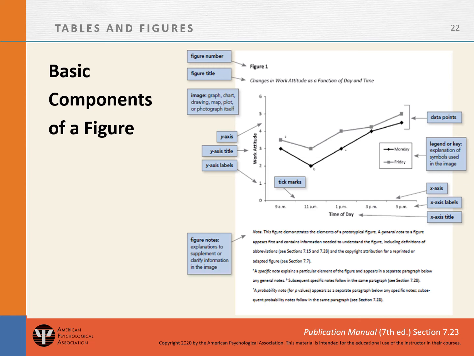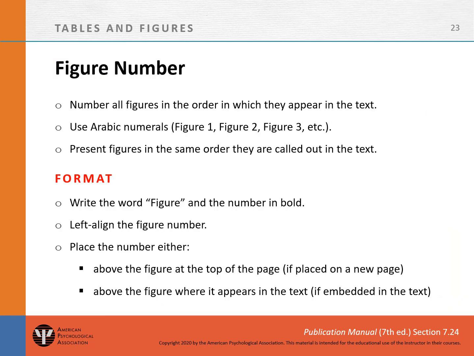A figure number acts in the same way as a table number. Number all figures in the order in which they appear. Use Arabic numbers, start at Figure 1, Figure 2, and so on. Present figures in the same order they are called out in the text. Write Figure and the number in bold, left align the figure number, and place the number either above the figure at the top of the page if on a new page, or above the figure where it appears in the text if it's embedded.